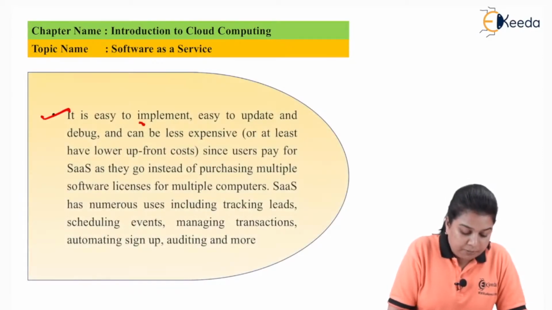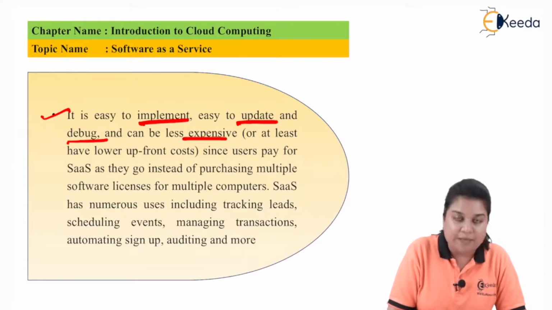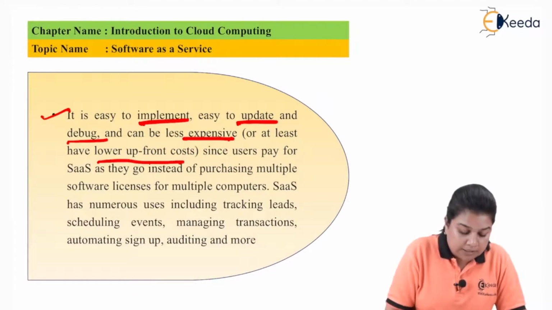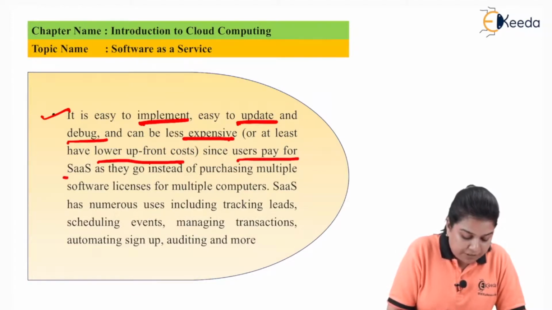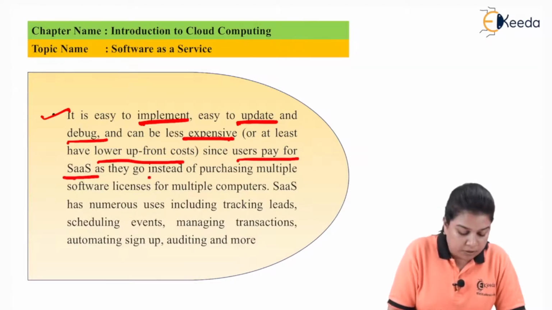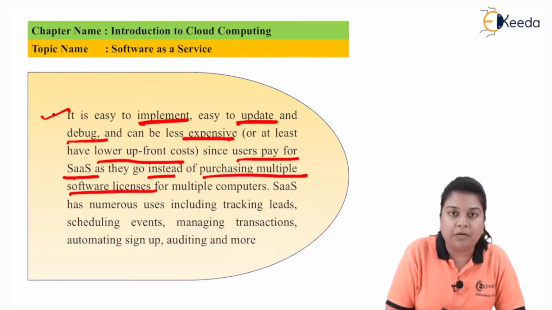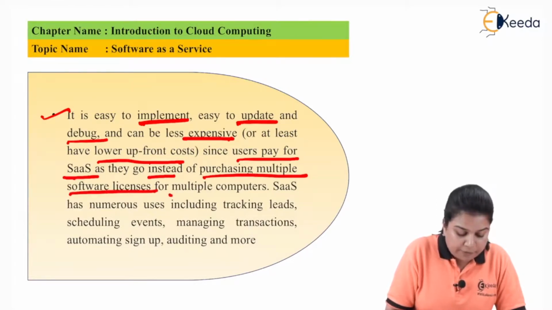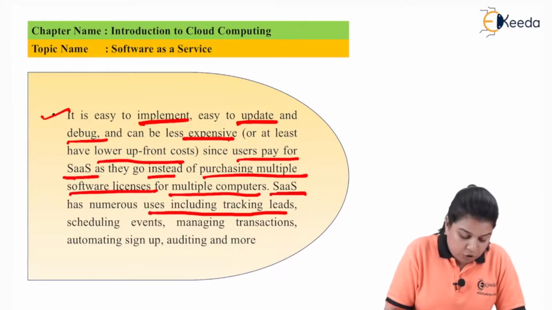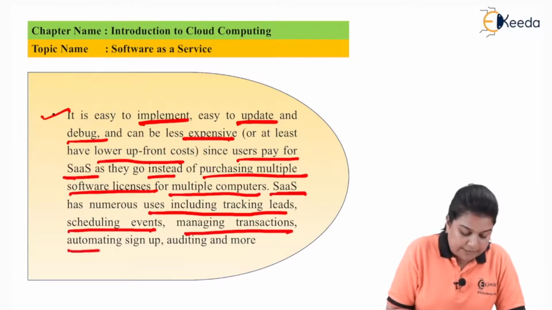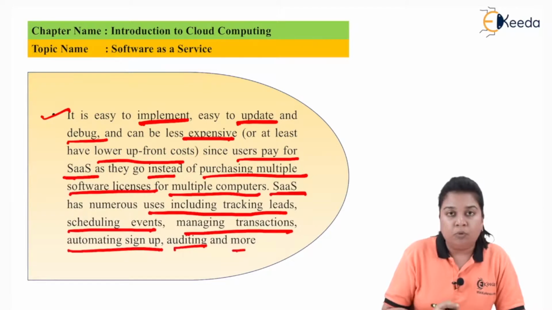It is easy to implement, easy to update, debug, and can be less expensive or at least have lower upfront costs since users pay for software as a service as they go instead of purchasing multiple software licenses for multiple computers. Software as a service has numerous uses including tracking leads, scheduling events, managing transactions, automating sign up, auditing, and more.